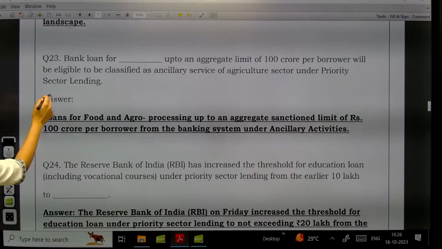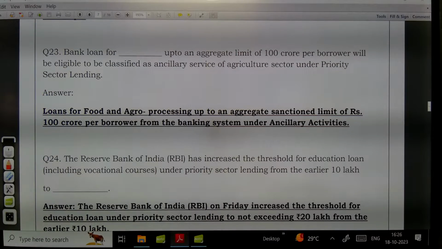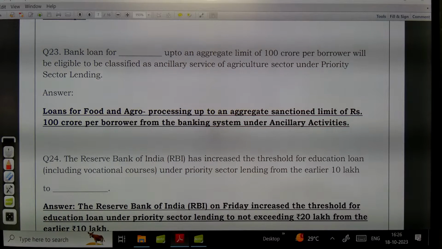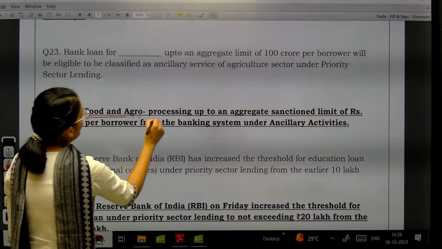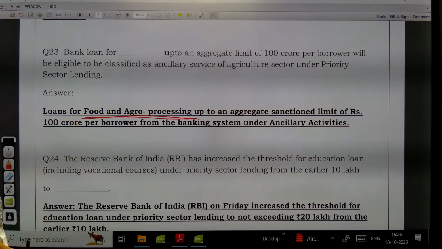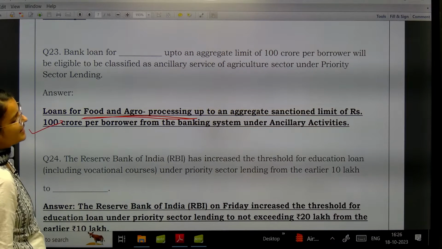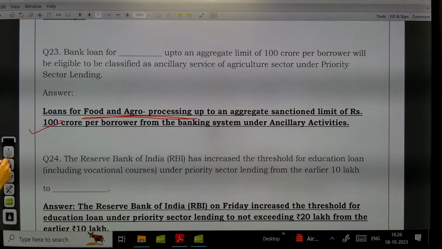Okay. This is a tool used by government to transfer cash benefits directly. Next question. Bank loans for dash up to an aggregate limit of 100 crore per borrower will be eligible to be classified as ancillary service of agriculture sector under priority sector lending. This is for food and agro processing, up to an aggregate sanction limit of 100 crore per borrower from the banking system under ancillary activities.